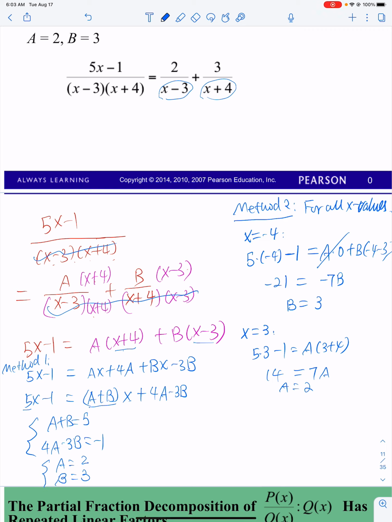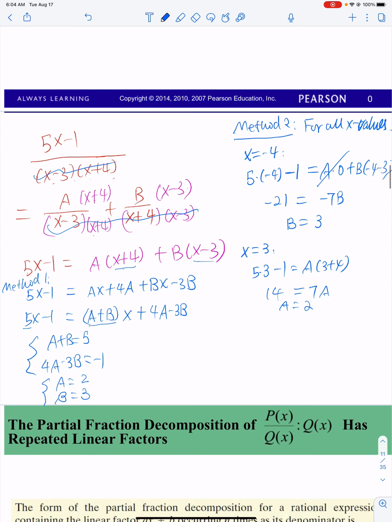So these are the two methods. You can choose whichever one you like. I think this one is a little bit easier. The calculation is a little bit easier. So this is what we should do.